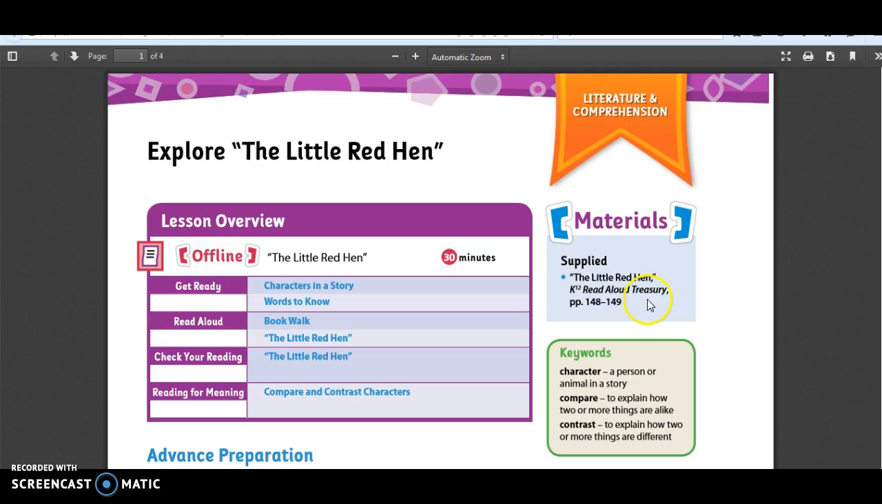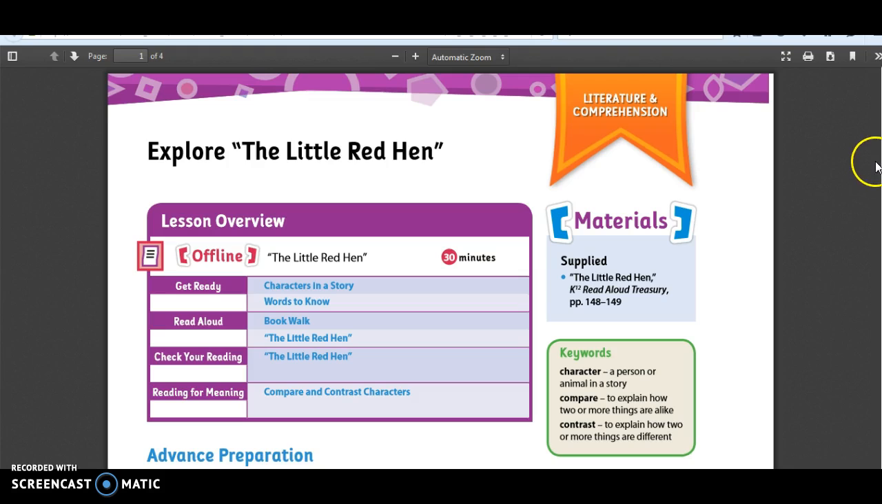Learning coaches, you will need your lesson guide. The Language Arts Lesson Guide, we will be on page 443. You can also use the lesson guide that's provided online, which is what I am using in this video. You will also need your K-12 Read Aloud Treasury book. The story, The Little Red Hen, is located in that book on pages 148 and 149.